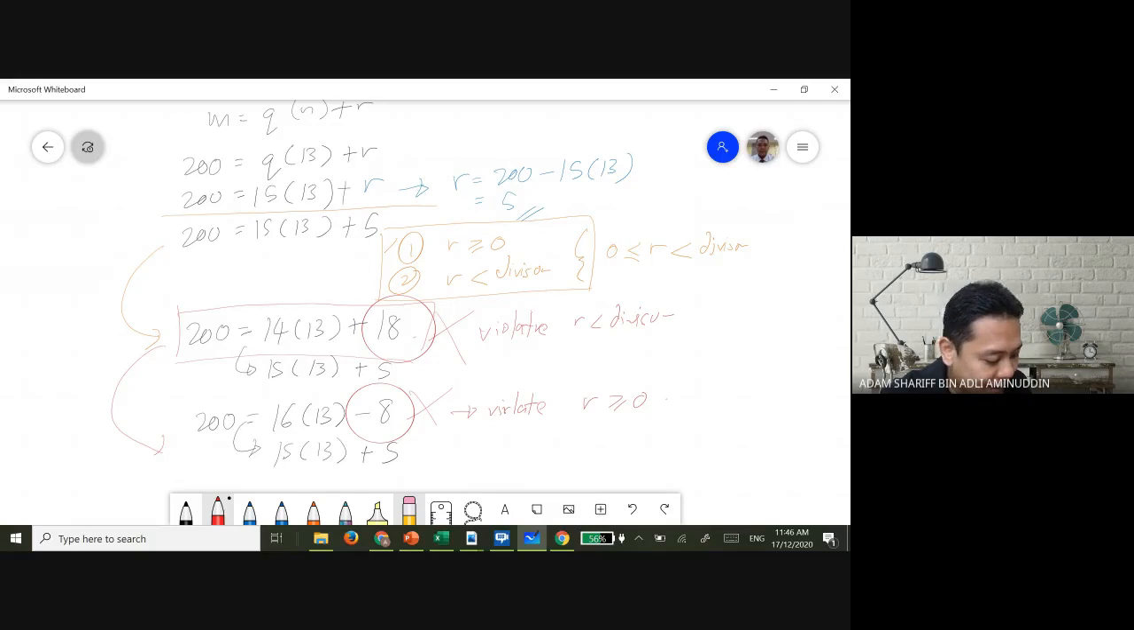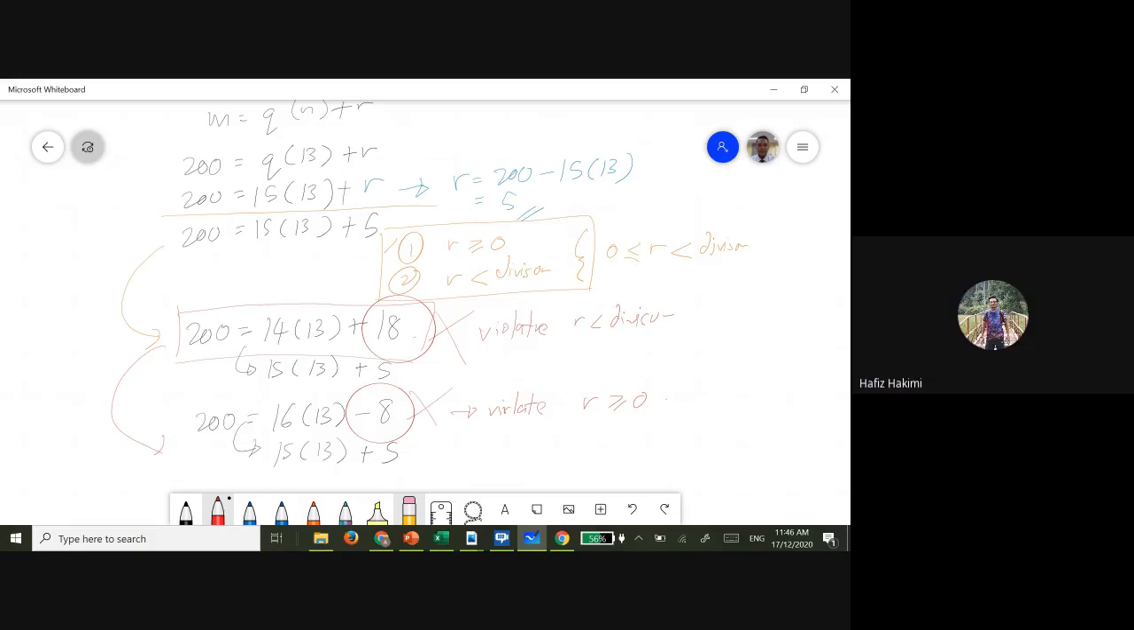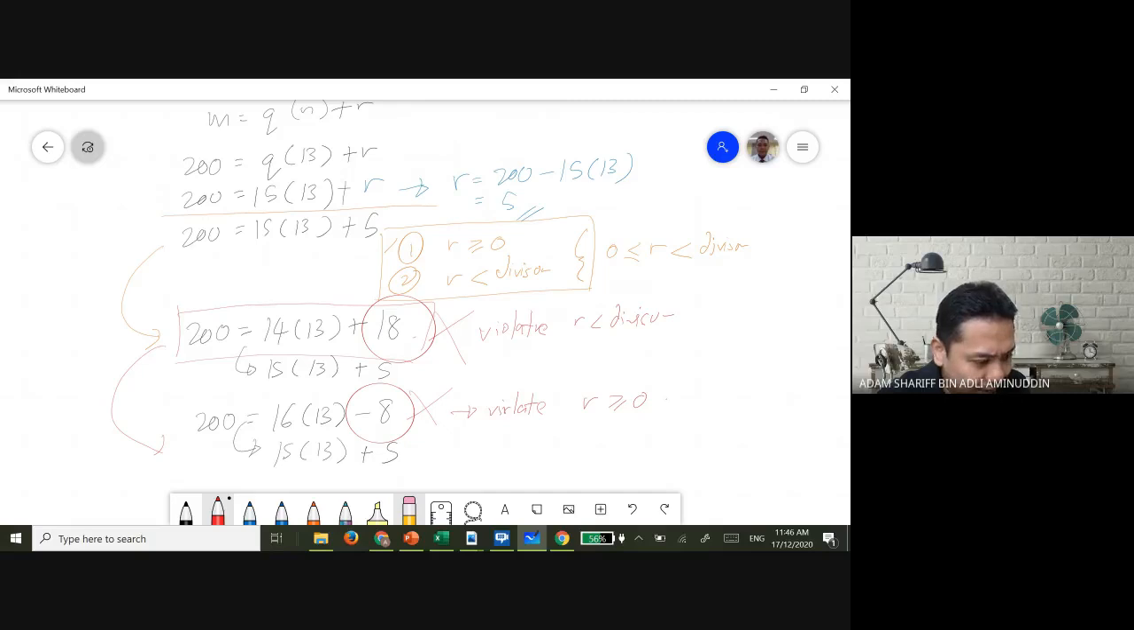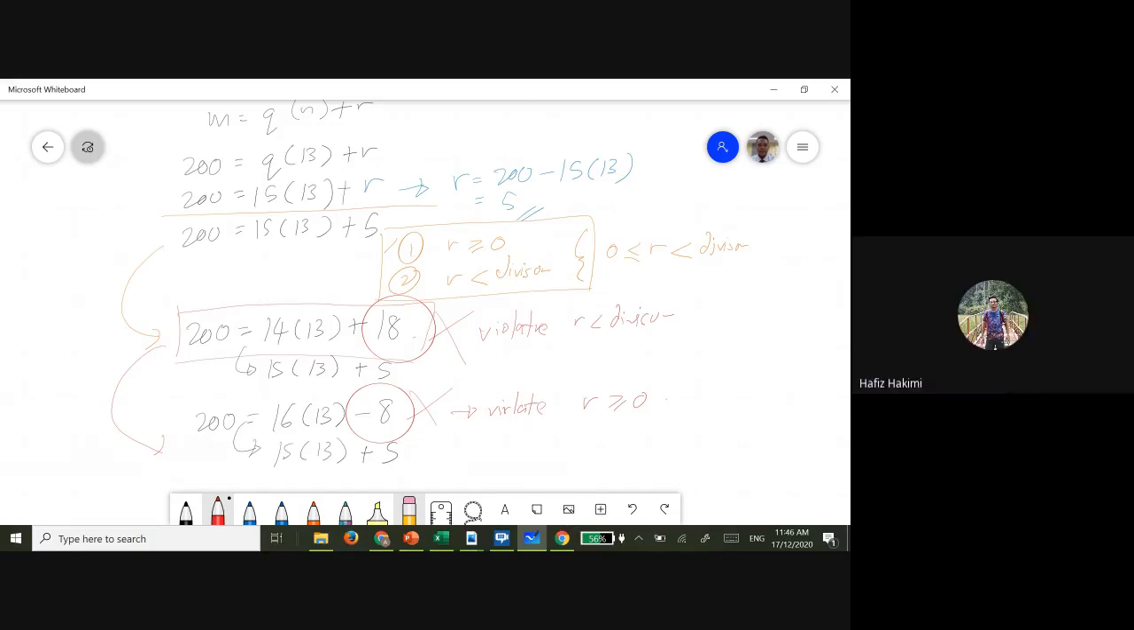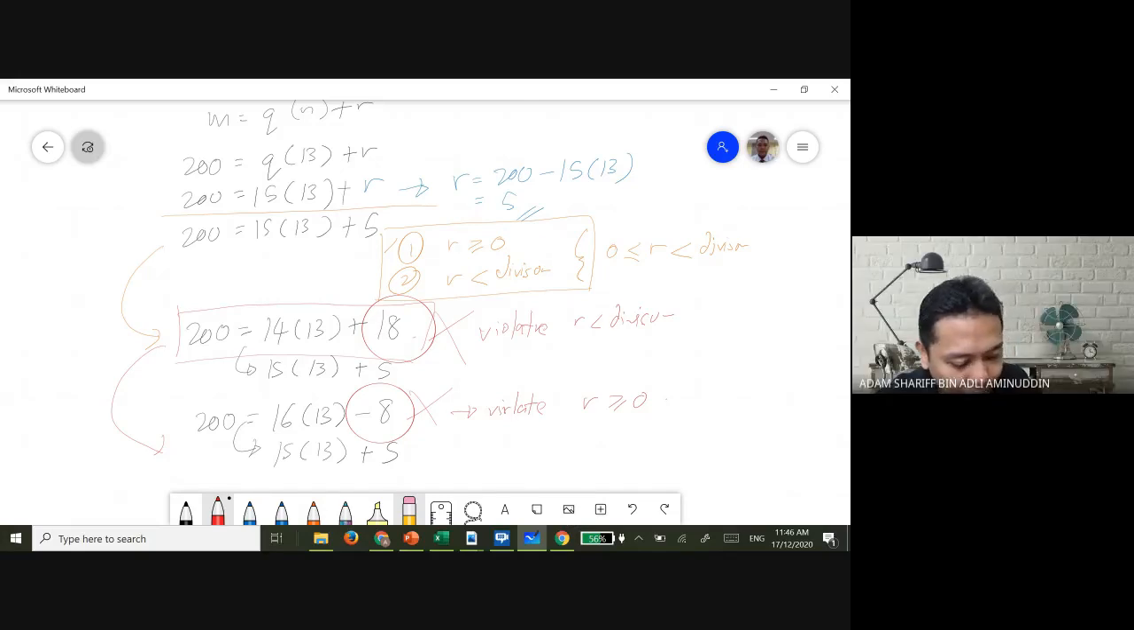200 bagi 13. Okay. Dapat apa dalam kalkulator kamu? Fraction. 15, 5/13. So 15 yang kat depan tu ialah dia punya quotient. Itulah 15. Kamu ambil 15 tu, masuk dalam tu. Yang 5/13 tu adalah sebutan apa tu? Saya tak ingat lah term dia, tapi dia proper fraction ni.